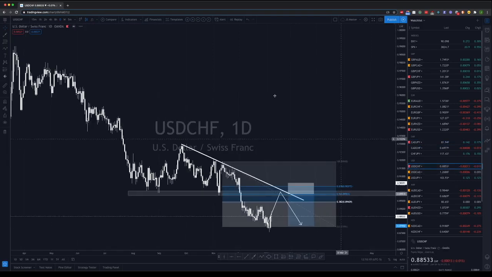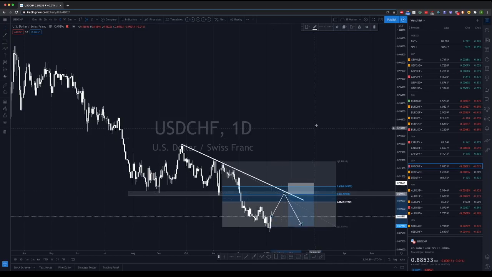USDCHF. This is the same analysis from last week again. So just kind of waiting. That's why it's still red. No, actually it was yellow last week. I just turned it to red because it might take a few more days to play out, right? So from here, it's still the same.